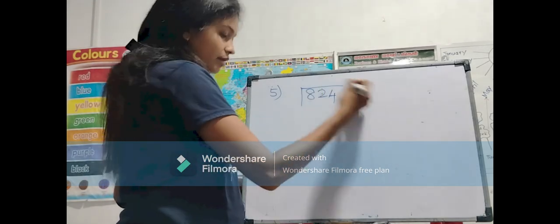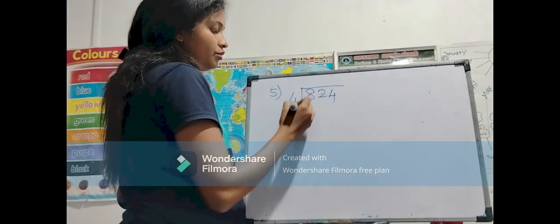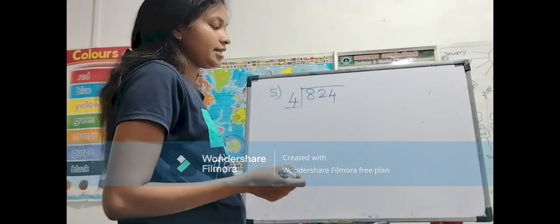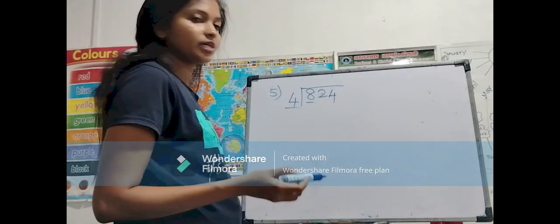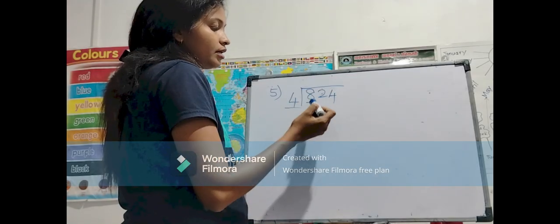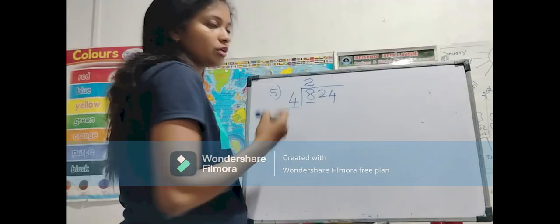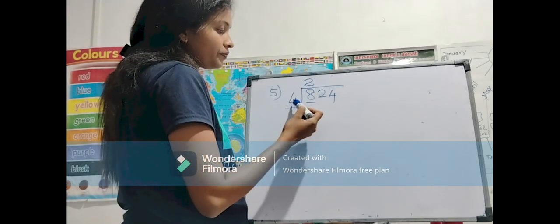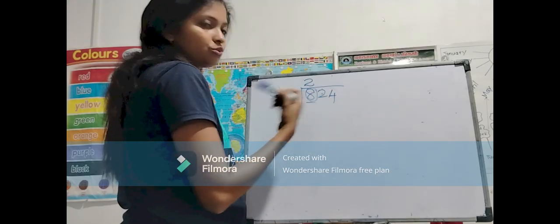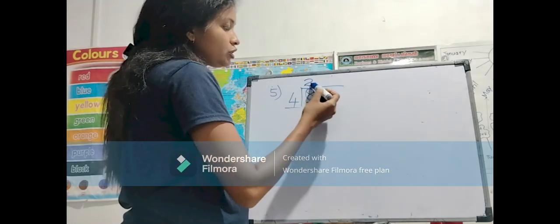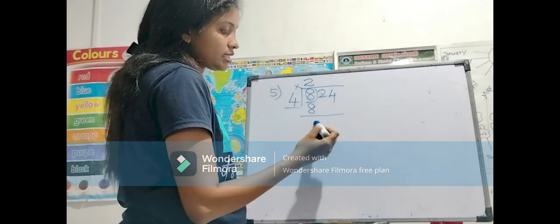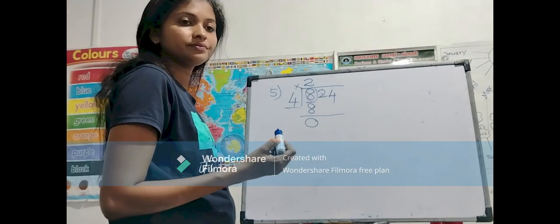824 divided by 4. Right? Here we need to consider the fourth multiplication table, and first you want to take the number 8. 8 divided by 4 is equal to 2, right? How many 4's are in number 8? 2. Then 2 times 4 is equal to 8. 8 minus 8 is equal to 0.